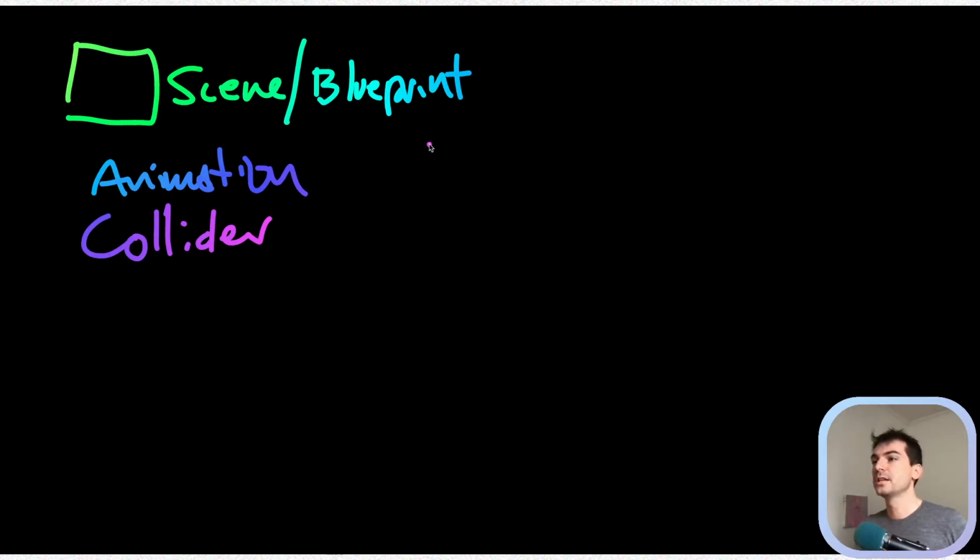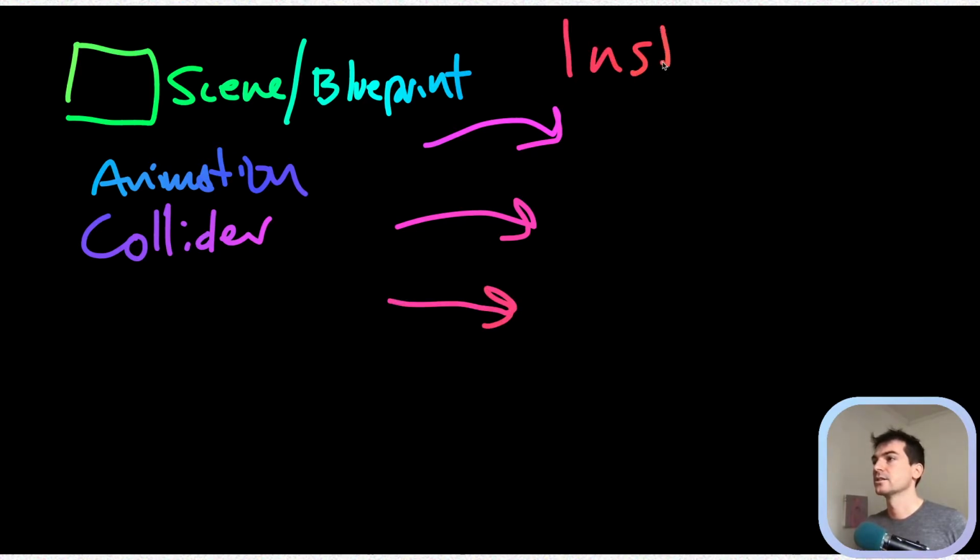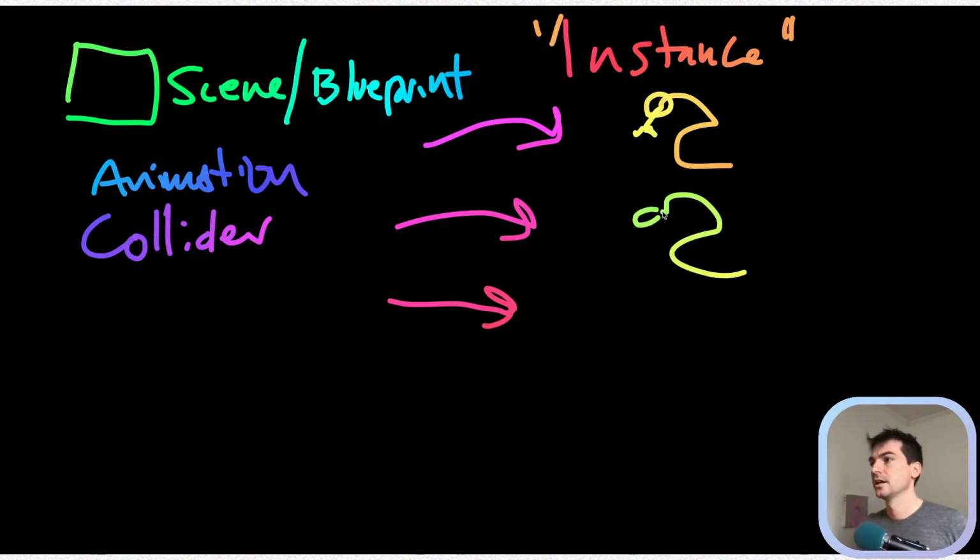But then when we place our enemies or our obstacles into the scene, we use what's called an instance. Okay, so an instance is just one copy of our blueprint. And so for me, I have this little snake guy. There's a little snake. So that's the first instance. And then there's another one. And then there's another one.